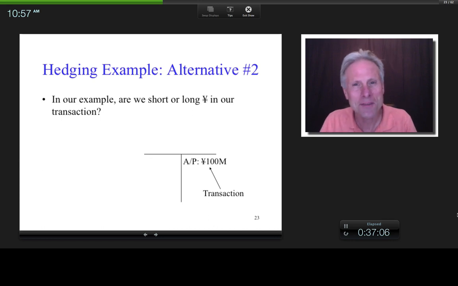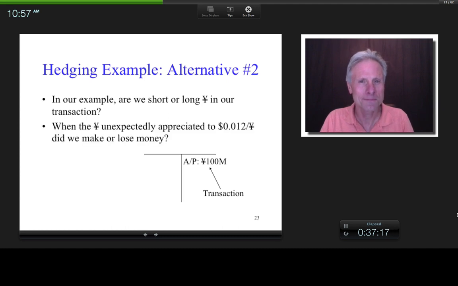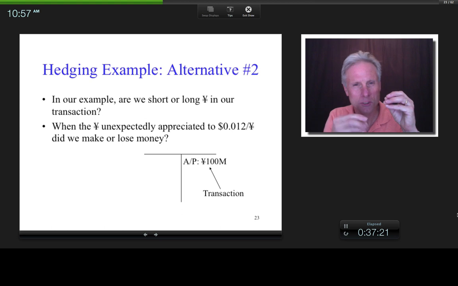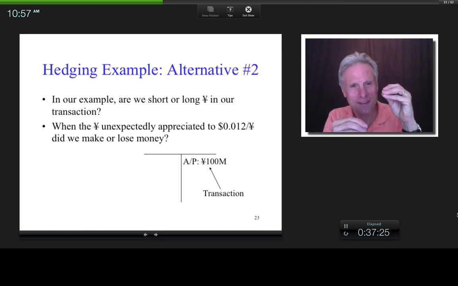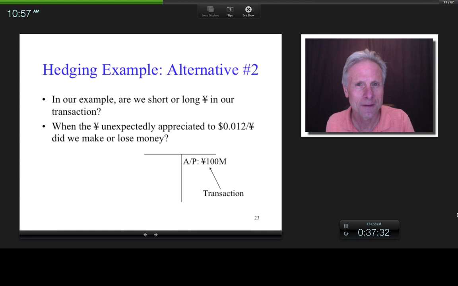So now let's apply this to our transaction. Are we long yen or short yen? Well, we're short yen, right, with our transaction. So we were short yen, and when the yen unexpectedly appreciated, okay, so when you're short something and that something goes up in value, then would we make or lose money? We lose money, right? Do you remember how much we lost? We lost 200,000, right? Why?